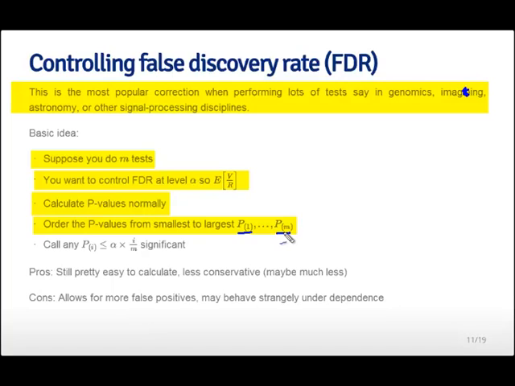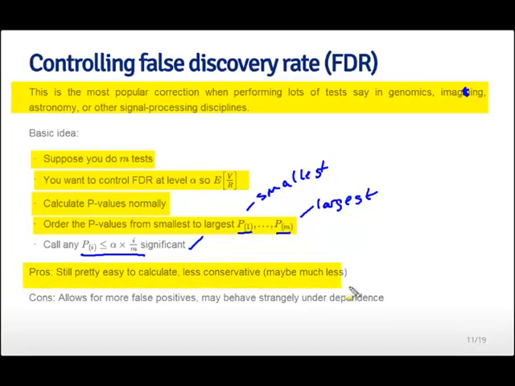Then you go through, and for the ith ordered p-value, you look to see whether it's less than or equal to alpha times i divided by m. If it's true, then you call it significant, and if not, you don't. This procedure is designed to control this false discovery rate.